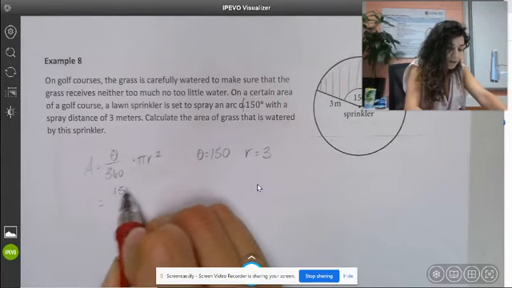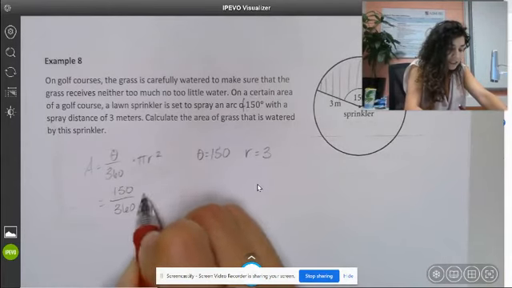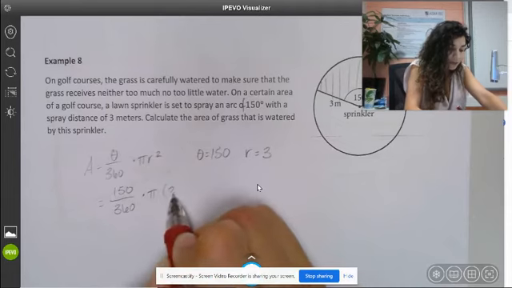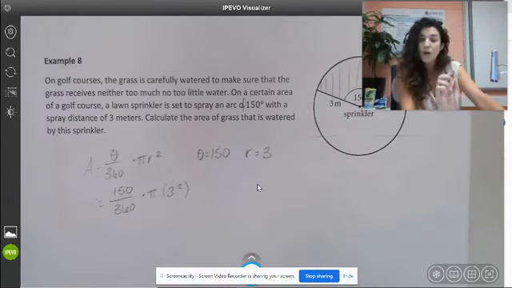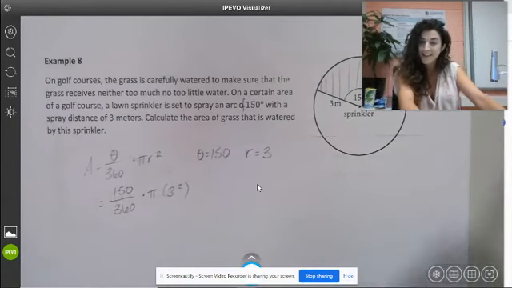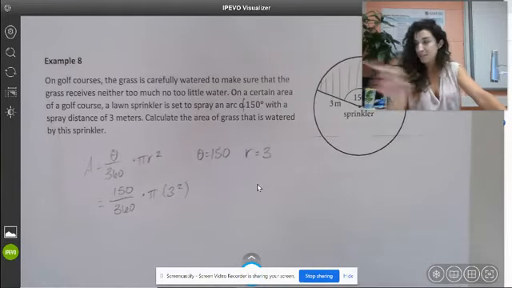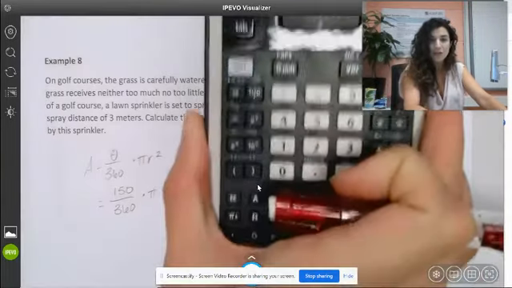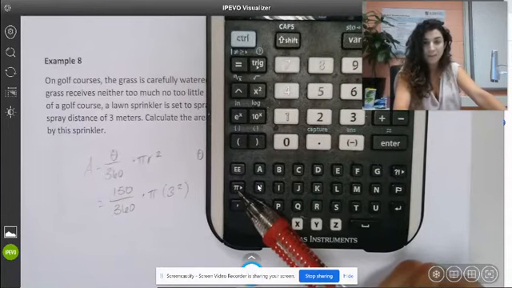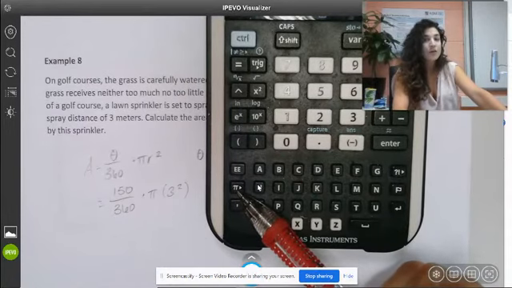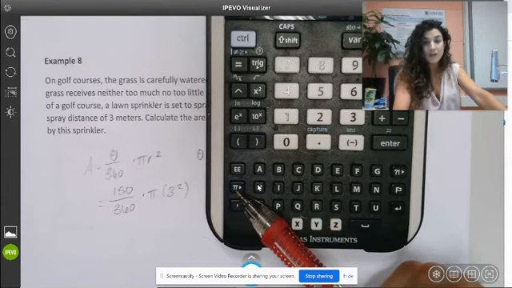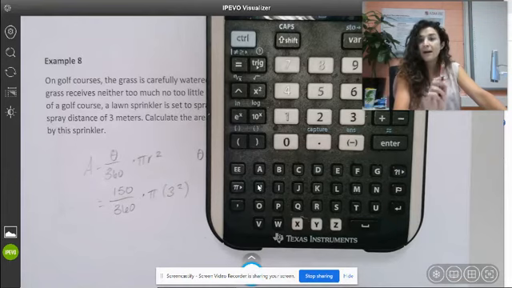Okay, so 150 divided by 360 times pi times 3 squared. A word of warning before I ask you to calculate this: please make sure that you use the actual pi symbol in your calculator. Do not type 3.14. It will not work. You need to use the exact value in your calculator.